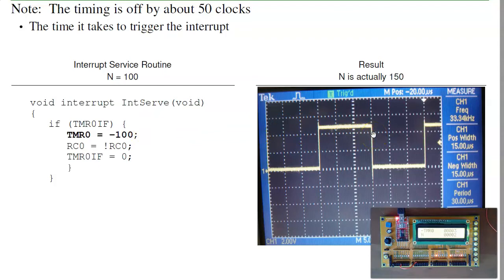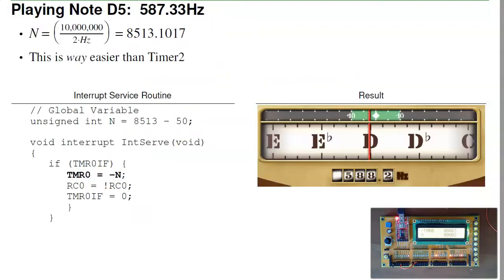What that means is if I know how much I'm off, I can compensate by making the number that I put up here 50 smaller. So doing that, let's generate a precise note. Suppose I want to play the note 587.33 Hz. To figure out the number of clocks between interrupts, it's 10 million divided by 2 times frequency. I want to interrupt every 8513.1017 clocks. The fractions I can't do anything with, but the integer I can. So let's interrupt every 8513 clocks.